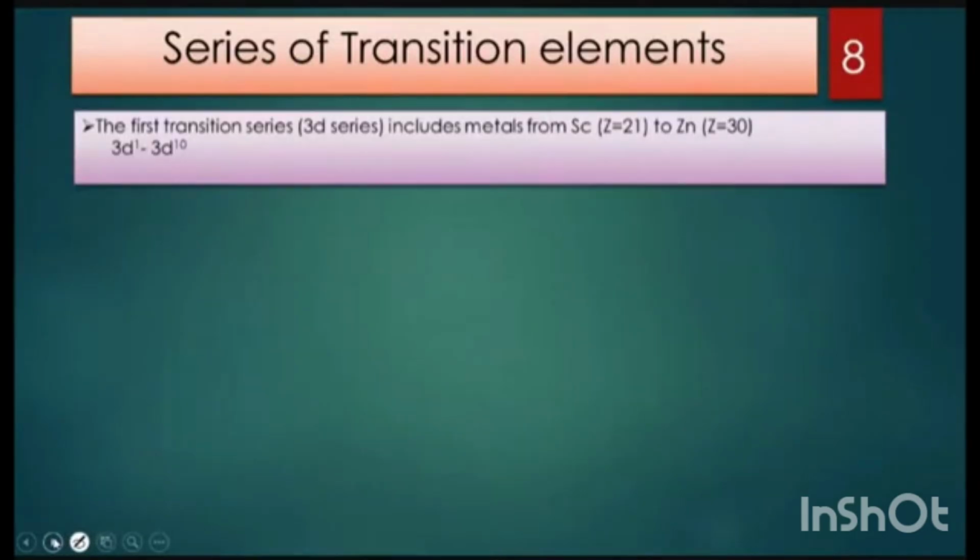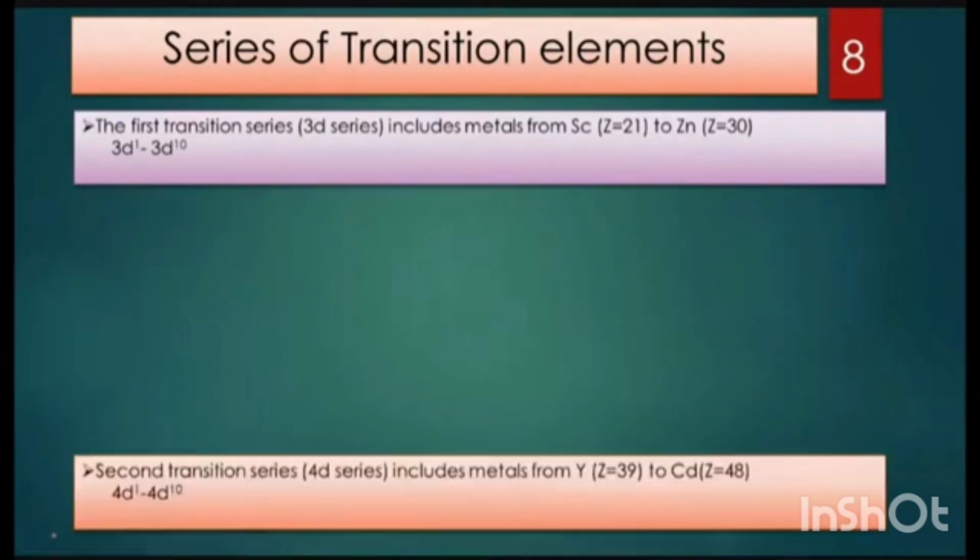Here there are four transition series of elements: the first, second, third, and fourth transition series. The first transition series includes the elements from scandium to zinc. As I showed in the previous slide, the first transition series elements are also called the 3d transition series of elements, because in these elements the 3d orbital is progressively filled from 3d1 to 3d10.